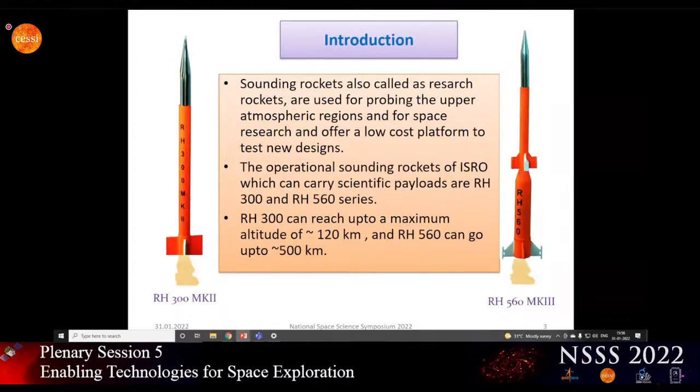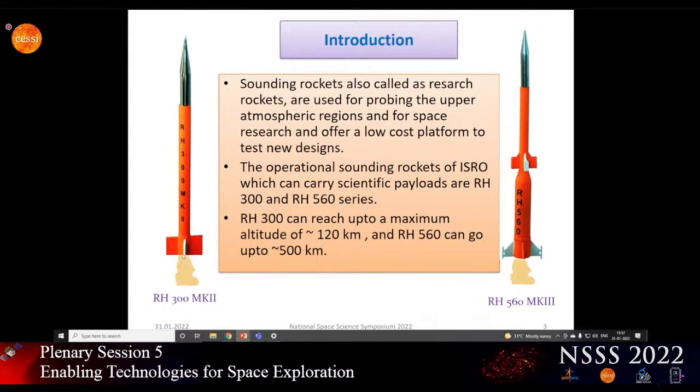As an introduction, we have already heard enough that sounding rockets are research rockets for probing the upper atmospheric regions and for space research, and they offer a very low-cost platform to test all new designs. We are using the RS-300 and RS-560 series for upper atmospheric studies, and the RS-300 can go up to 120 kilometers and the RS-560 up to 500 kilometers.